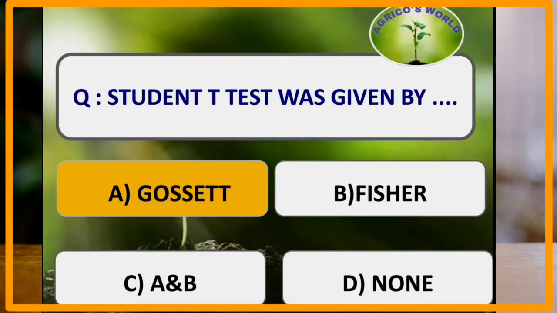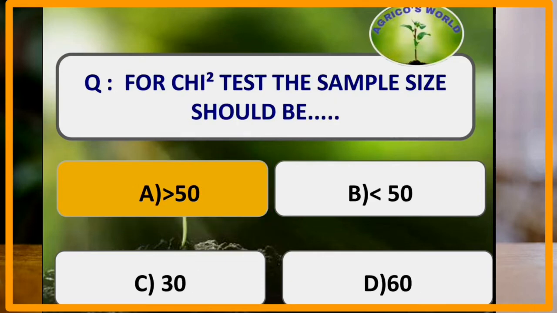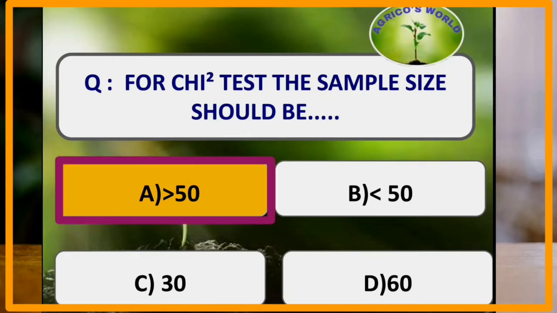Student's t-test was given by which of the following scientists? Student's t-test was given by the scientist W.S. Gosset, and it is used when the sample size is small, that is less than 30. For chi-square test, the sample size should be? For the chi-square test, the sample size should be greater than 50. For Z-test, it should be greater than 30. And for student's t-test, it should be?